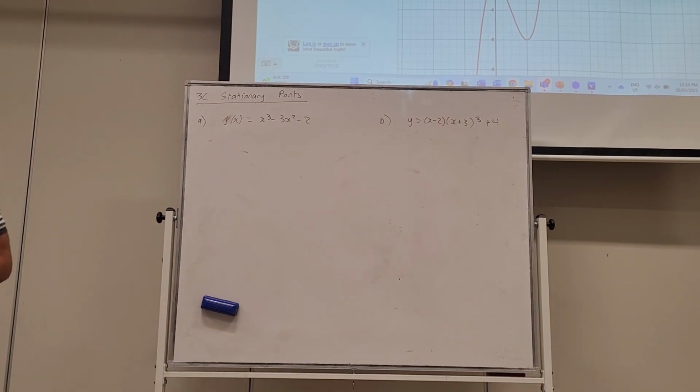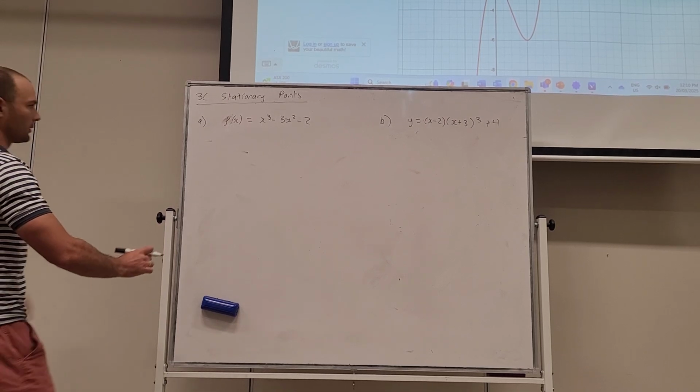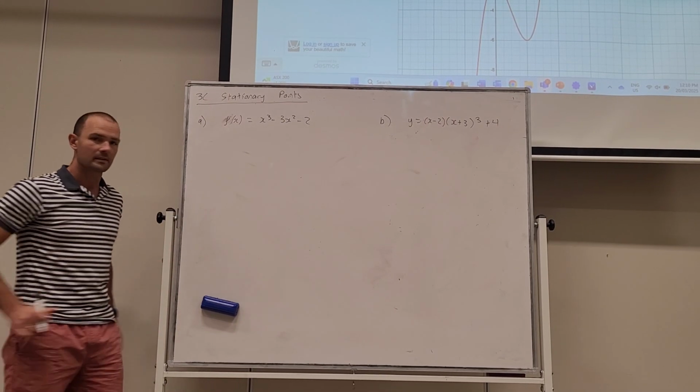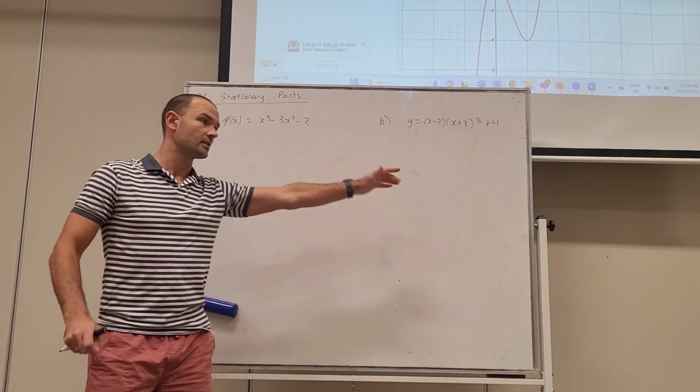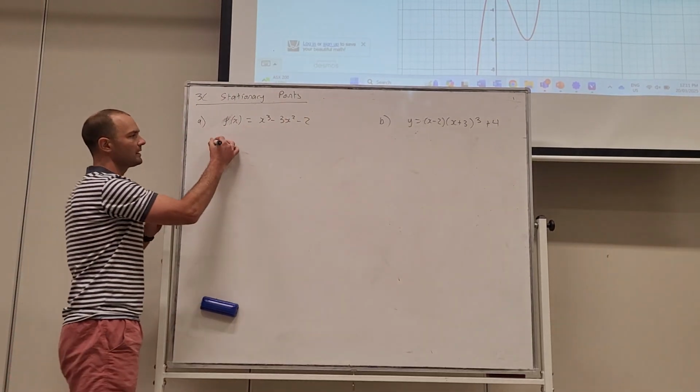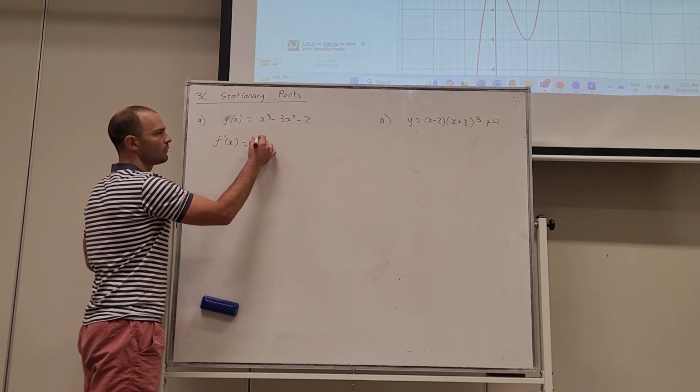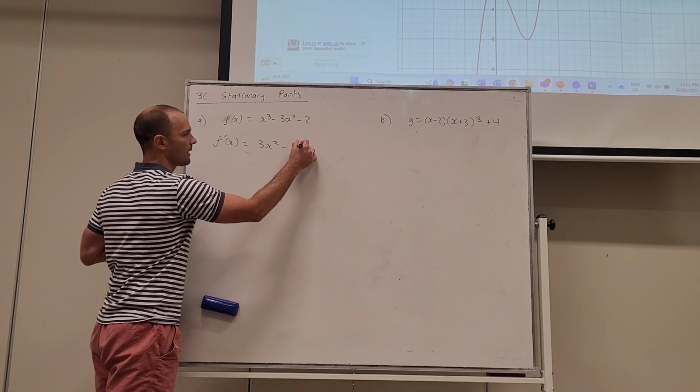Okay, so here we have our first function, and let's get straight into the example to draw out what's going on. So the process is going to be the same. What we're going to do is find f dash of x and draw its sign diagram. So if we differentiate this function, we will get 3x squared take away 6x.